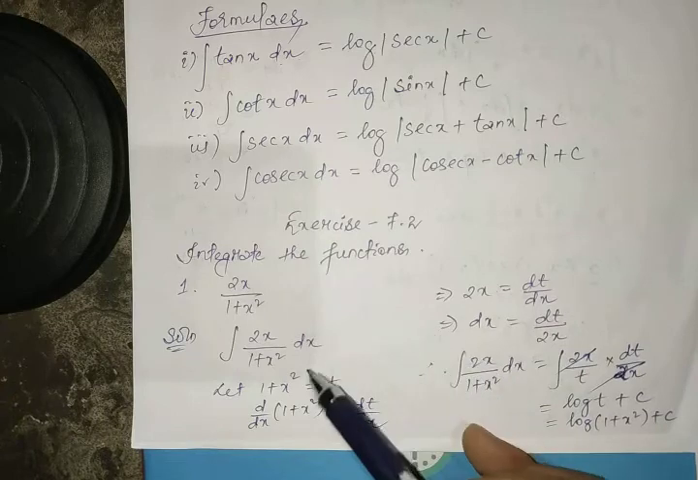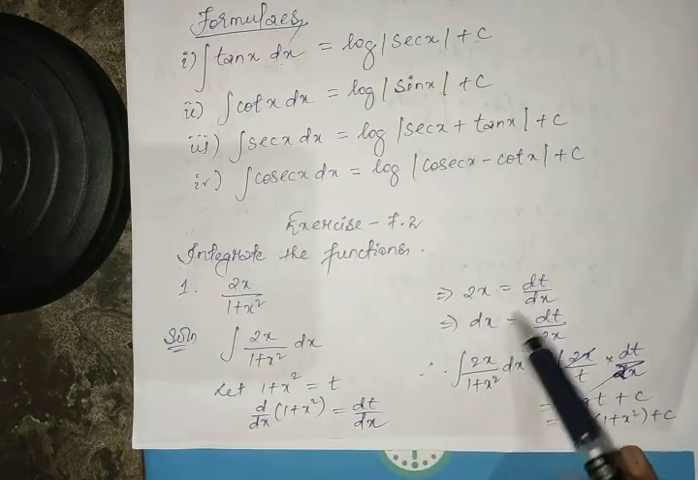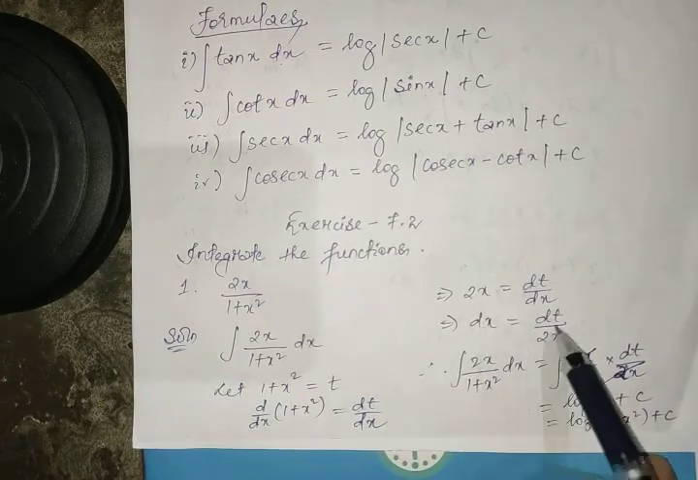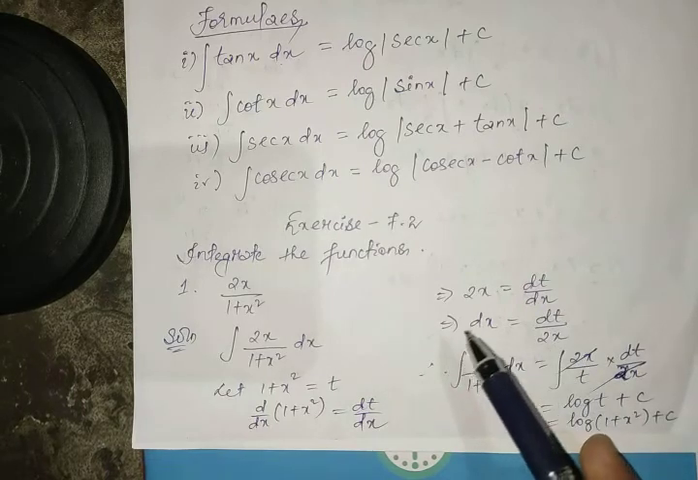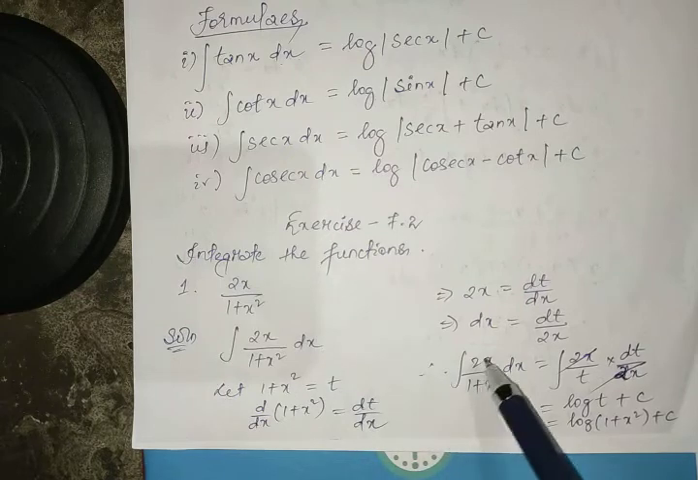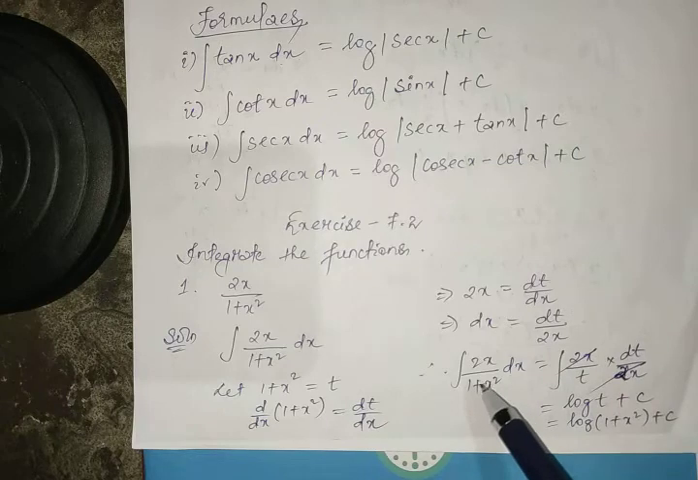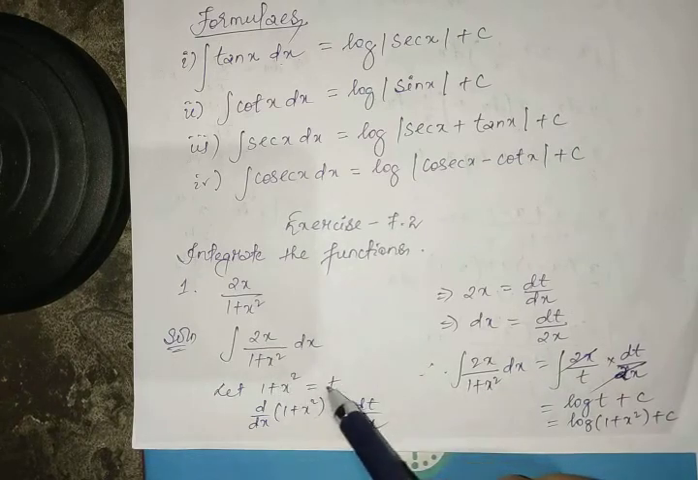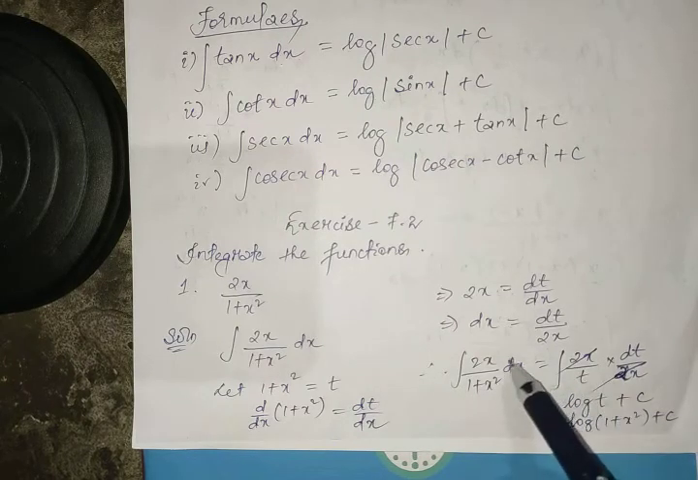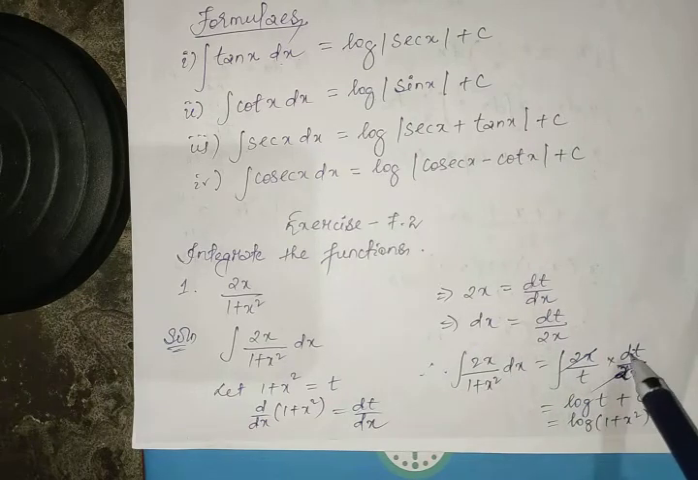Now from here we have to find the value of dx. So what will be dx? dx will be dt by 2x, right? Just interchange these two values, you will get the value of dx. Now after getting the value of dx, we will put it in this integration. Therefore integral of 2x by 1 plus x square dx equals integral of 2x by, now 1 plus x square we have considered t, right? So in place of 1 plus x square we write t into dx. And what is dx? That is dt by 2x. So in place of dx we will write dt by 2x.